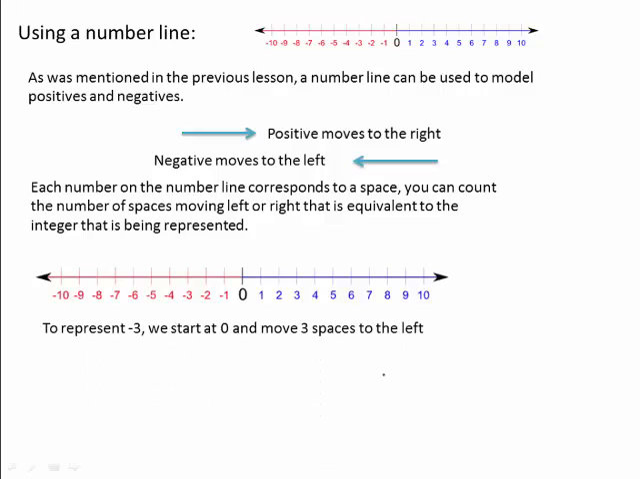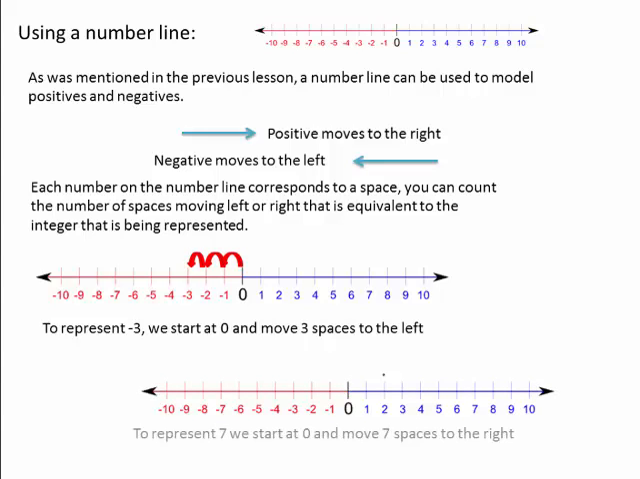So for example, if I want to represent -3, I would start at 0 and move 3 spaces to the left. If I wanted to represent 7, I would start at 0 and move 7 spaces to the right because I'm talking about a positive.